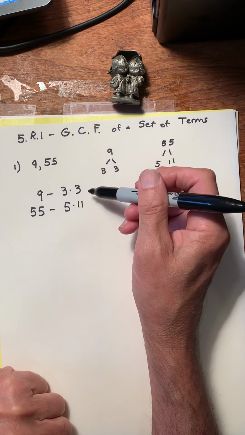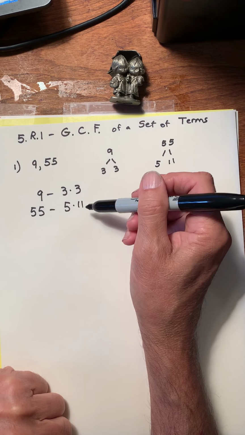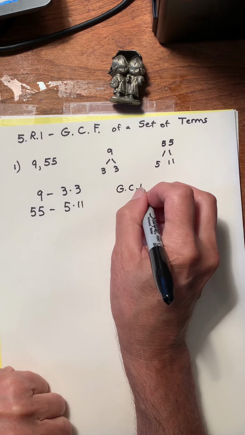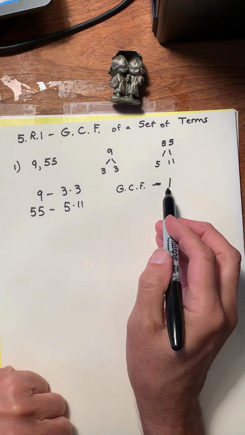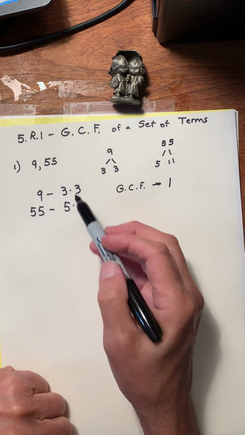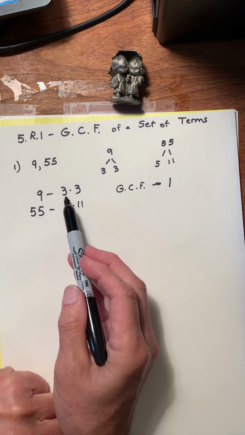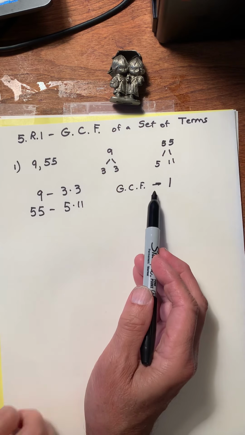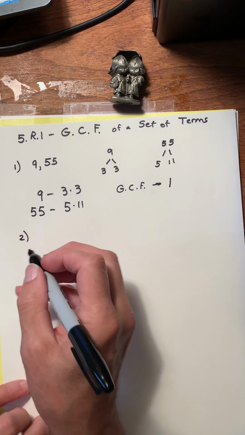They don't have anything. There is no factor that shows up in common. When that happens, you simply say the greatest common factor is 1. 1 is the largest number that will divide evenly into both of these. So when no factor shows up in common with your two factorizations, then your answer is greatest common factor is 1. Let's try another one.